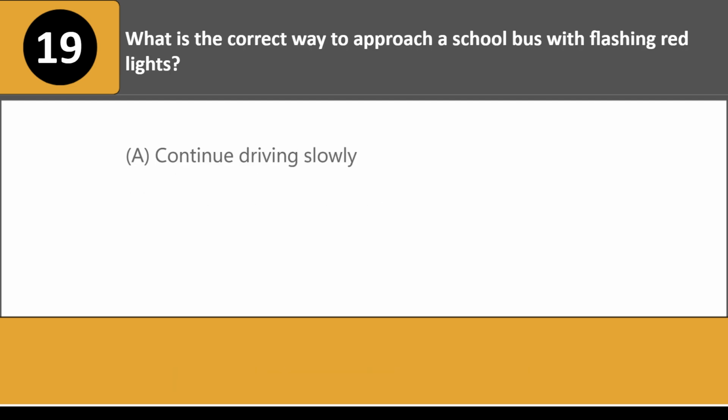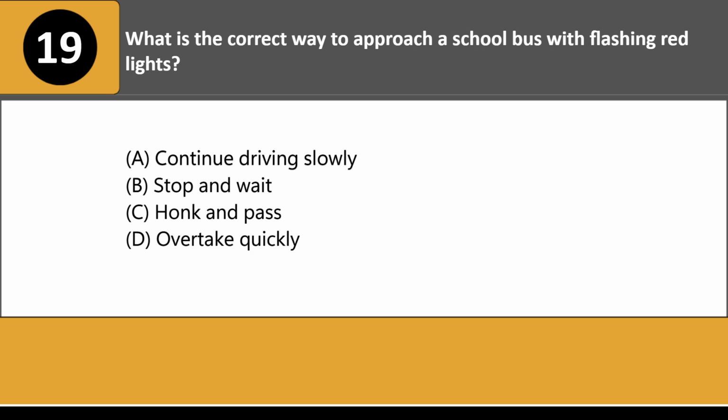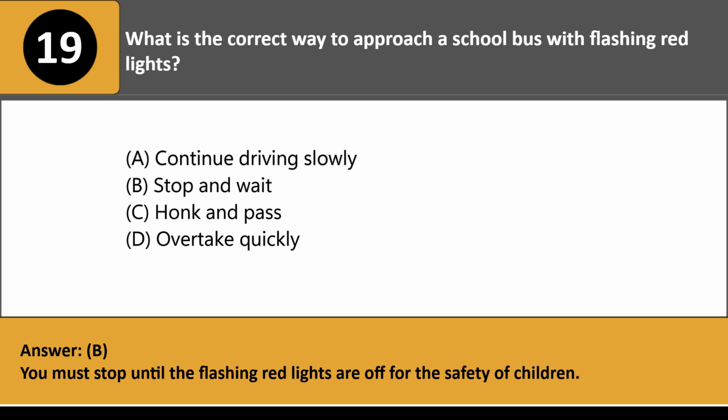What is the correct way to approach a school bus with flashing red lights? A. Continue driving slowly. B. Stop and wait. C. Honk and pass. D. Overtake quickly. Answer: B. You must stop until the flashing red lights are off for the safety of children.